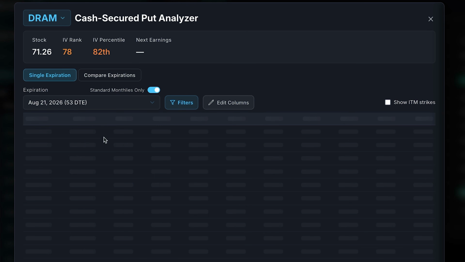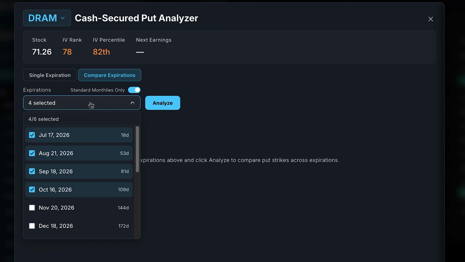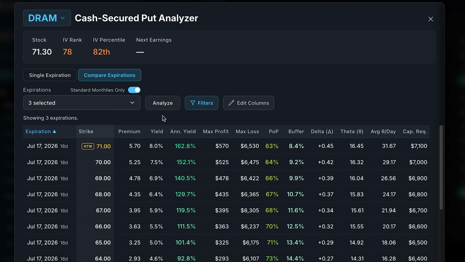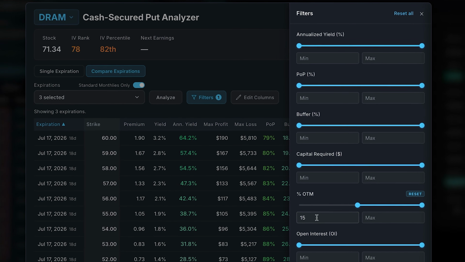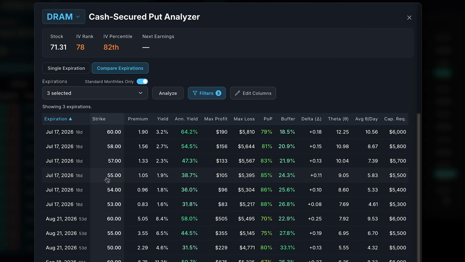I can change the expiration to analyze a different set of put options, or I can compare multiple expirations by simply selecting the expirations I want to sell put options in and hitting Analyze. Then I can hit Filters and filter by percentage out of the money. I can filter by open interest, and maybe let's put annualized yield over 30%. Then this leaves me with all of the expirations and strike prices that meet the filters that I've set.